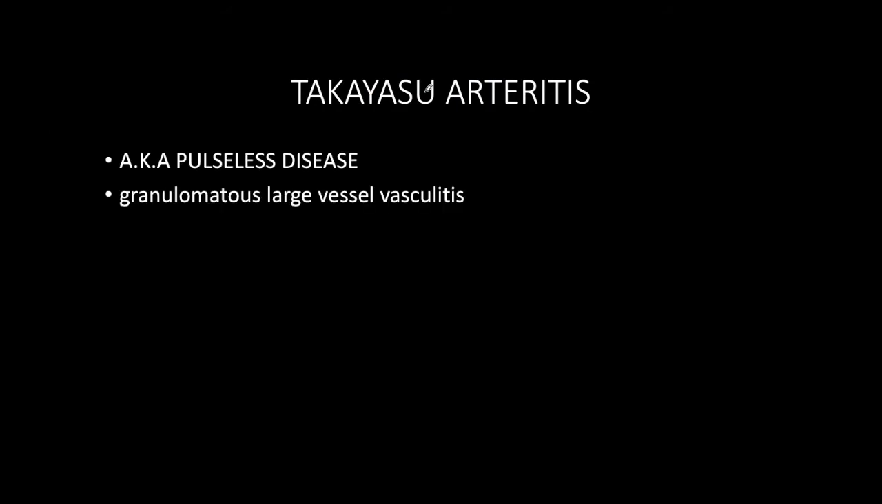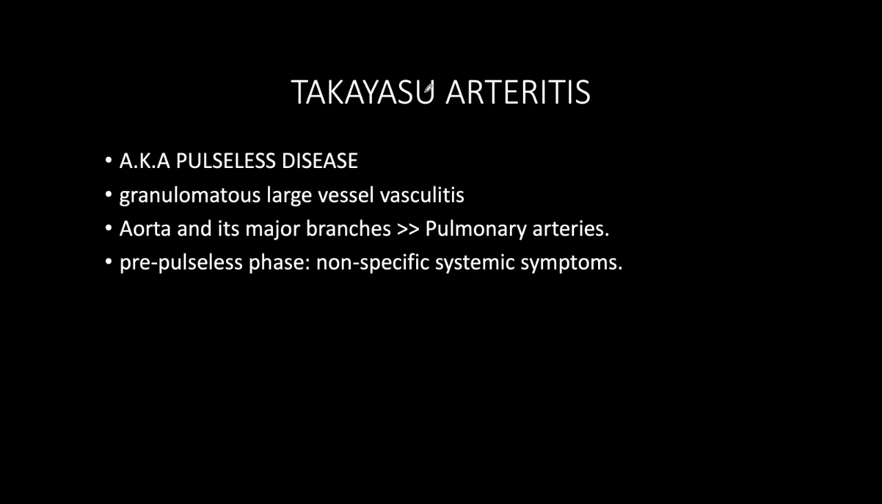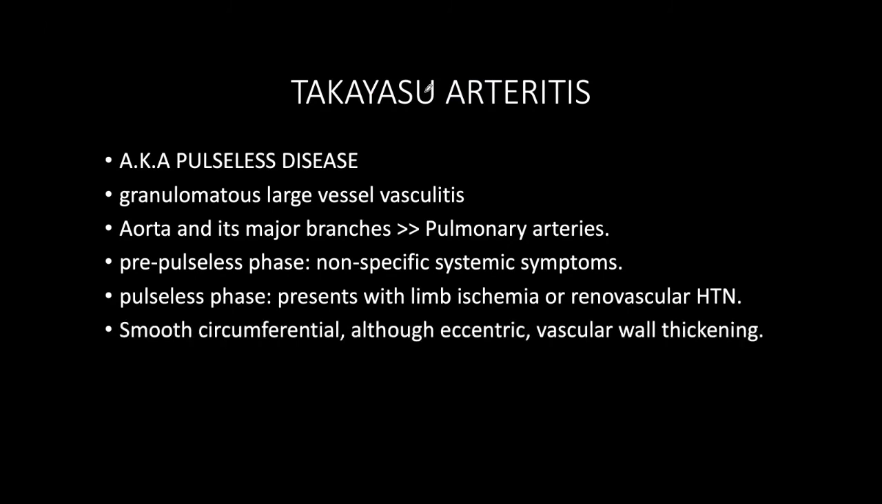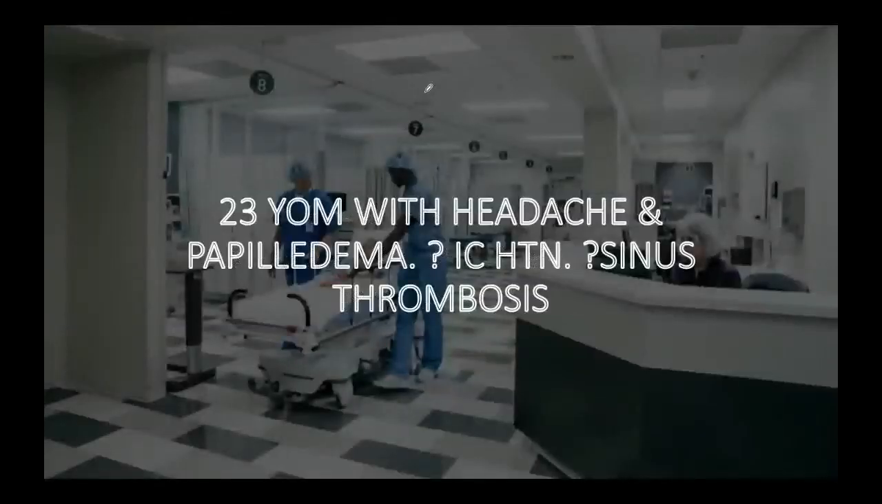Pulseless disease. It's a granulomatous large vessel vasculitis. It involves the aorta and its branches, much more so than the pulmonary arteries. You have a pre-pulseless phase with non-specific symptoms, and then a pulseless phase. A lot of times it's limb ischemia, and renovascular hypertension when it involves the renal arteries. It's smooth circumferential, it can be eccentric wall thickening, and it has stenosis, thrombosis, aneurysms. So that is Takayasu's arteritis.